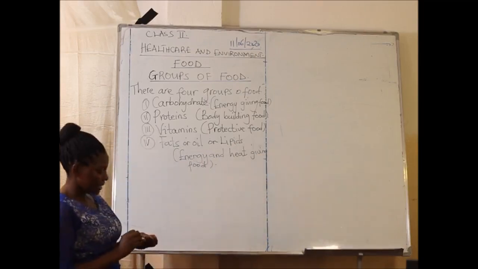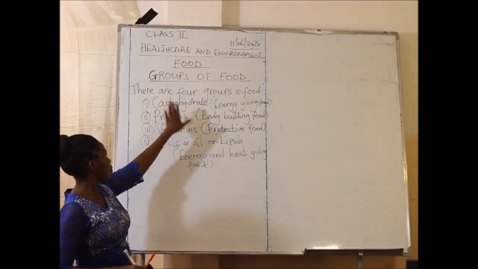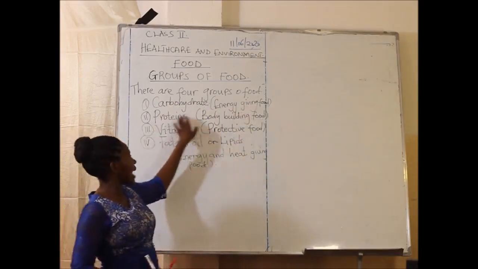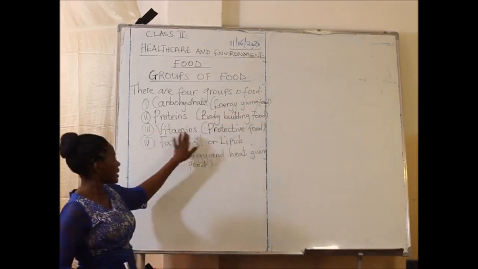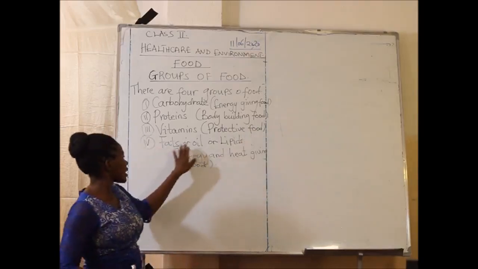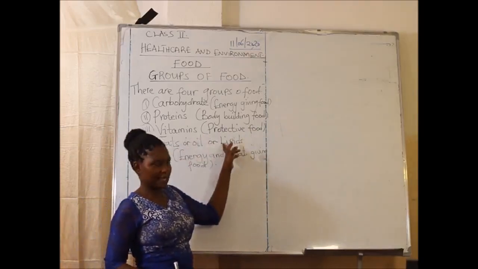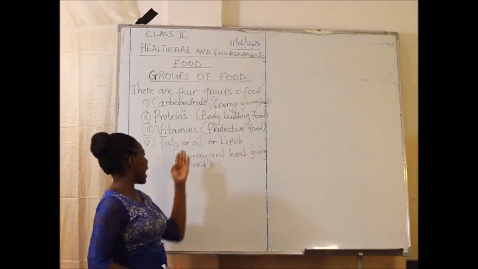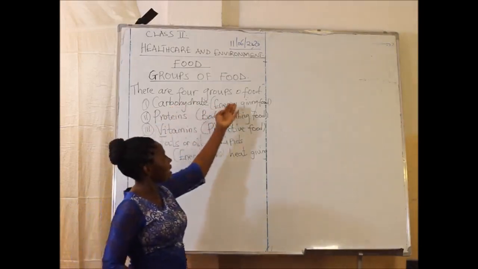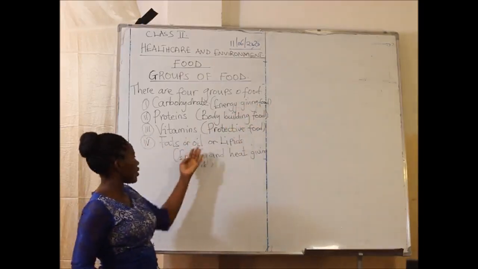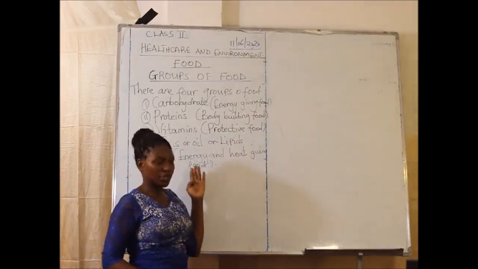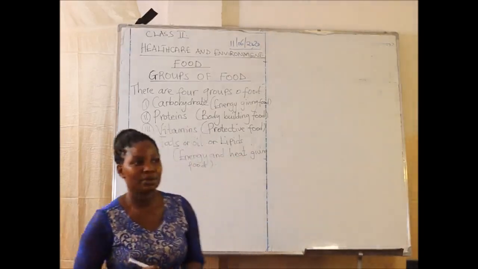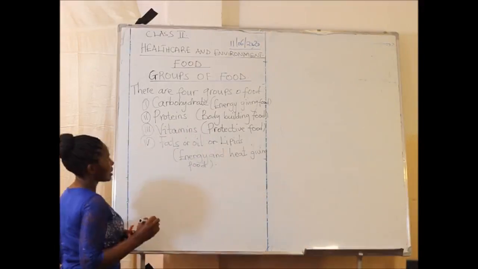So those ones in the brackets are functions of those groups of food. When we say carbohydrates, means energy-giving food. And then when we say proteins, are body-building food. Vitamins are protective food. Fats or oil, or in another name we say lipids, is energy and heat-giving food. The difference between carbohydrates and the fats and oil: carbohydrates is energy-giving food only, but fats and oil is energy and heat-giving food. So sometimes it can give us energy and at the same time give us heat. Now let us discuss one by another. Let's start with the carbohydrates group of food.